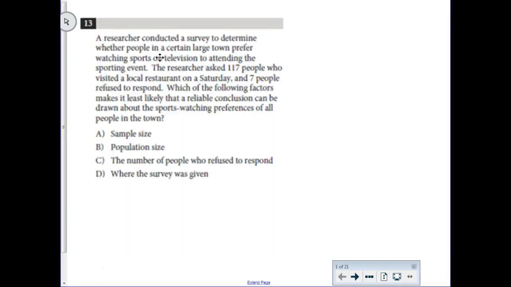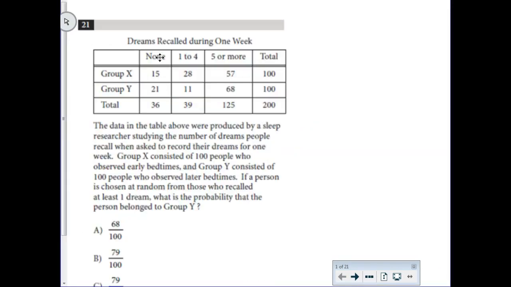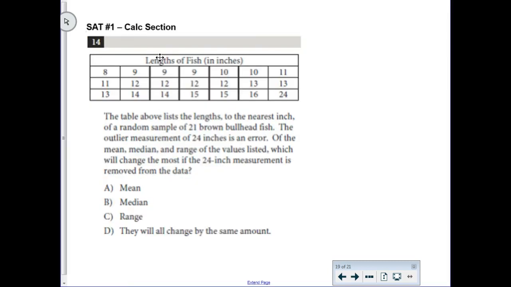All right, last 2 questions. Cool. So that one is our first one we have to look at? Oh, it's about fish. Didn't we have a bunch of fish questions? I was like, oh, look, another fish question. All right, so a random sample of 21 brown bullhead fish. Is that a fish? Oh, I'm sorry, Mr. Fisherman. It's a catfish. The outlier measurement of 24 inches is an error.